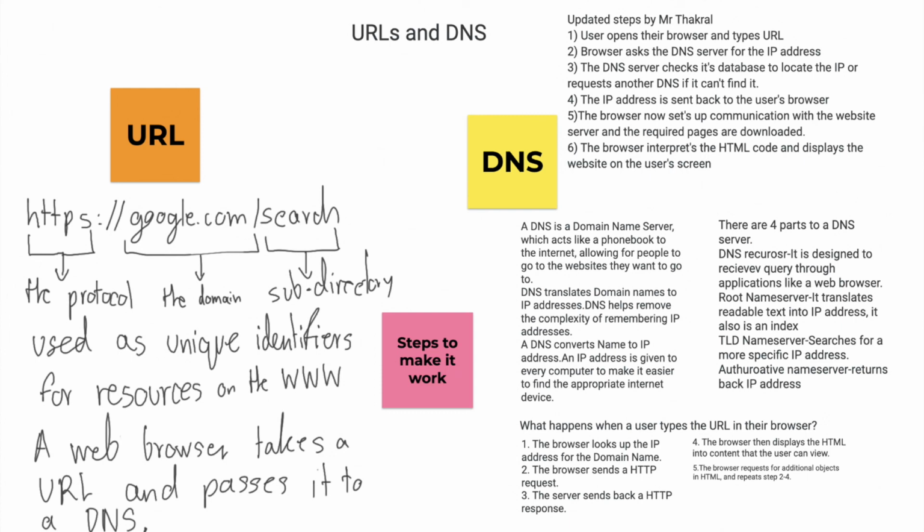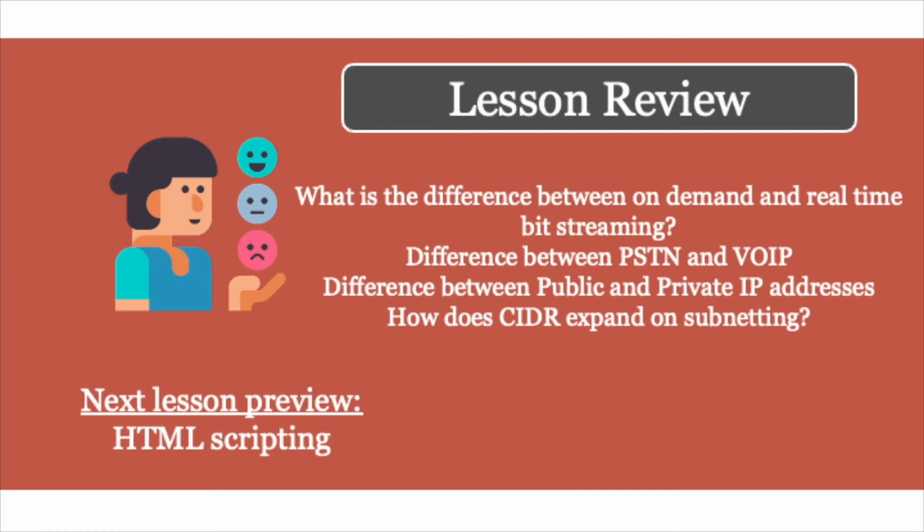It's a bit of a long lesson for today. So do pause and rewind if you need to, and do ask questions if there are things that you're not sure of. Do take your time in understanding the role of subnetting, the role of CIDR, and so forth. And you should be able to understand what the difference between on-demand and real-time bit streaming is now. You should be able to talk about the differences between PSTN and VoIP. You should be able to explain the differences between public and private IP addresses and why we use them, and how CIDR expands on things like subnetting as well.